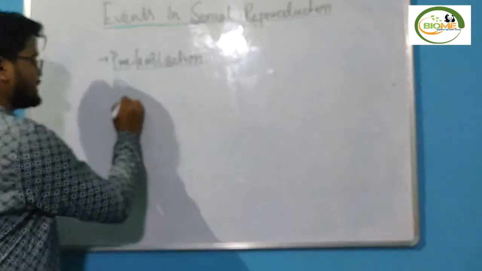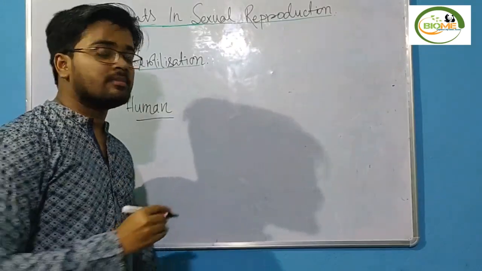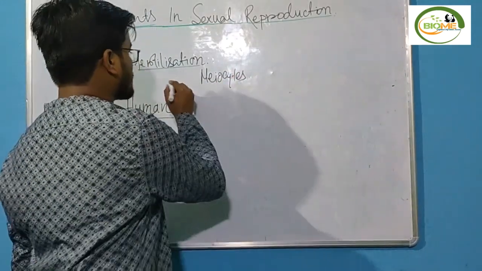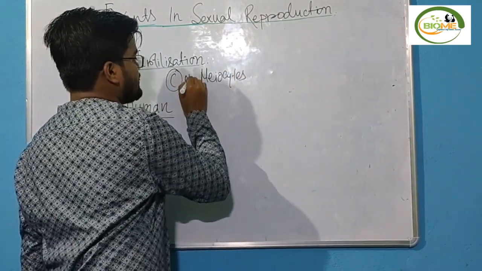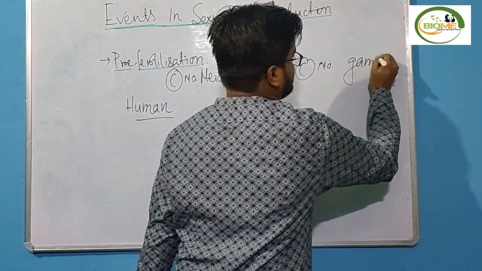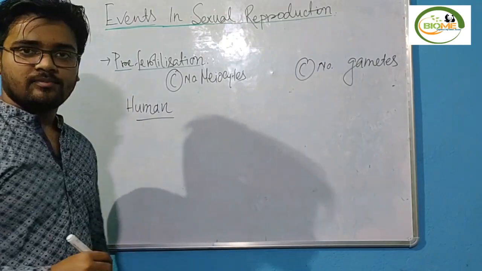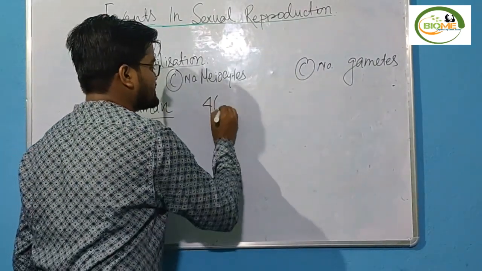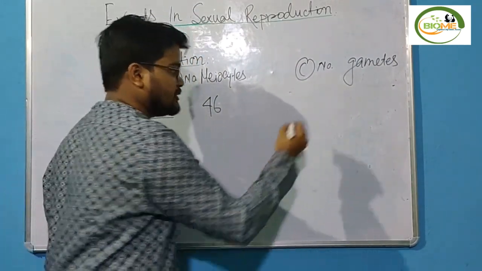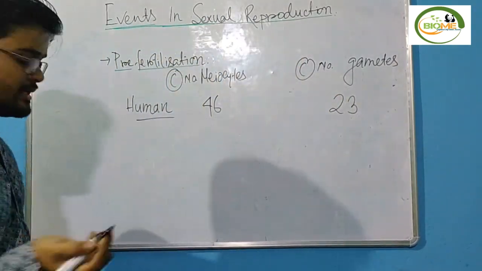Think about human beings. What will be the chromosome number in meiocytes and the chromosome number in gametes? So human, how many chromosomes are present in our body? We know in the diploid state there are 46 chromosomes. So how many chromosomes will be present in the gamete? Definitely 23.